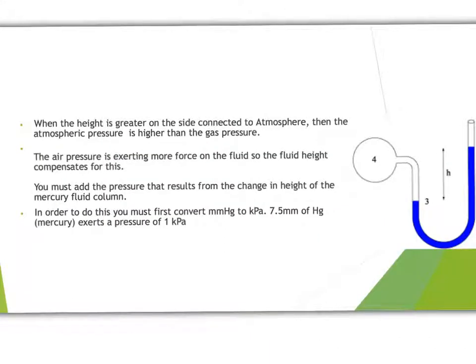We can also have our manometers set up so that we have the atmospheric arm higher than the gas arm. So here we have air pressure exerting more force on the fluid, so the fluid compensates for this. And when we have this going on, we must add. So in order to do this, we're going to first convert from millimeters of mercury to kilopascals, and then we will add that difference to whatever our atmospheric pressure is. So let's look at one of these problems.